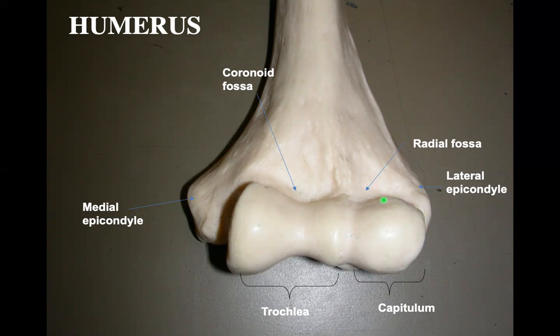And then you should see a circular structure right here. That's called the, oh wow, my brain just froze, I'm sorry. Capitulum. So we have the trochlea and the capitulum.